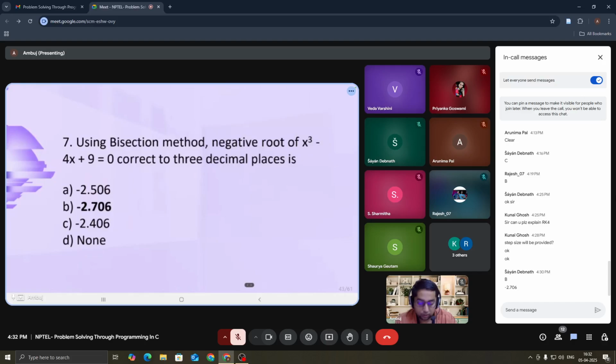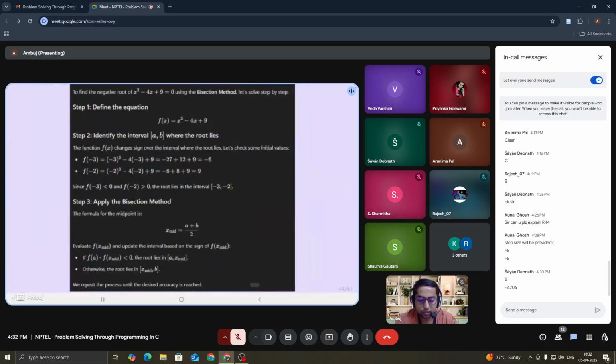Yes, it is indeed B, minus 2.706. How will we proceed? Let us look at this. Find the negative root of the expression x cube minus 4x plus 9 equal to 0 using the bisection method. First of all, f(x) has been provided as x cube minus 4x plus 9. Then you have to identify the closed interval a to b where there exists at least a root.